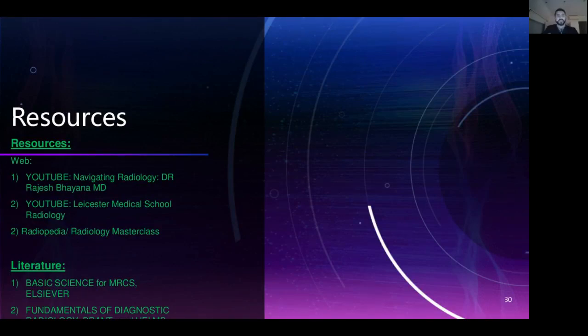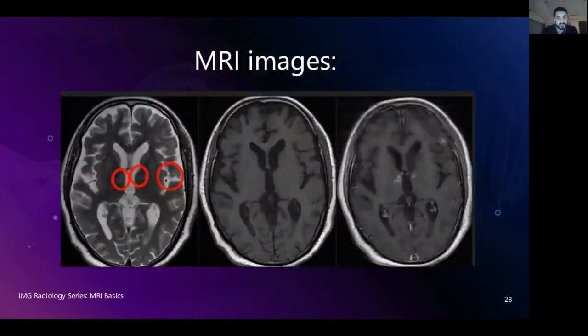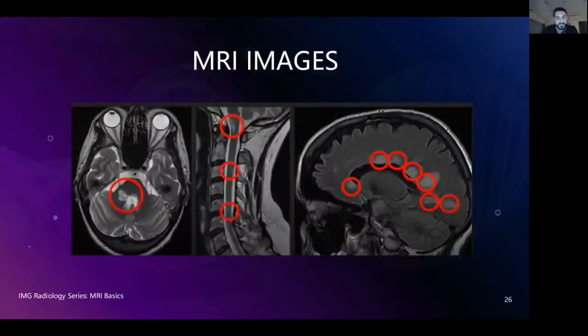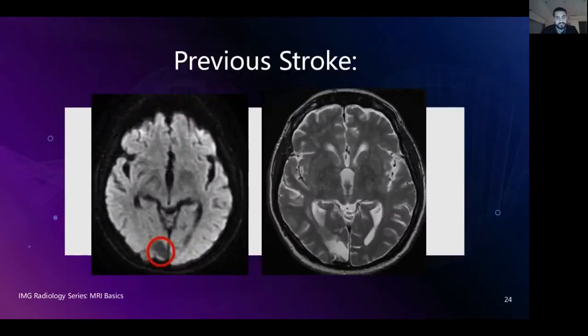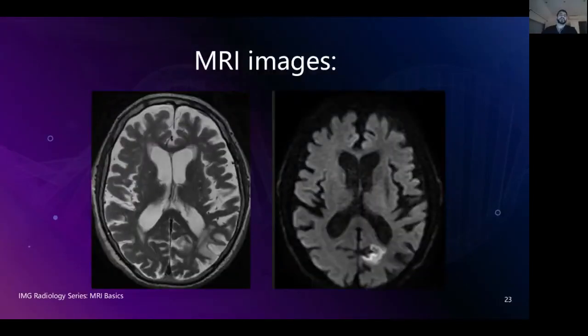DWI is a type of sequence that can be used for enhancing particular features. We talked about it in the previous slides, so let me get back to them. Yes, DWI can be used to enhance particular features like bleeding, for example, or even an acute stroke, as in this particular case. There are different types of sequences, but we can go into more detail in the next lecture if you guys are more interested.